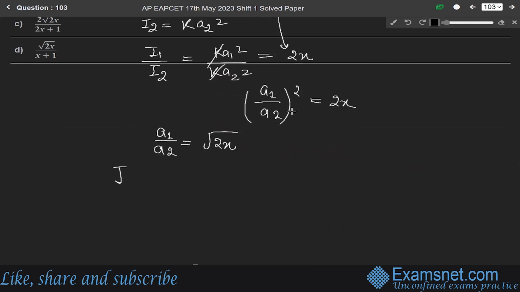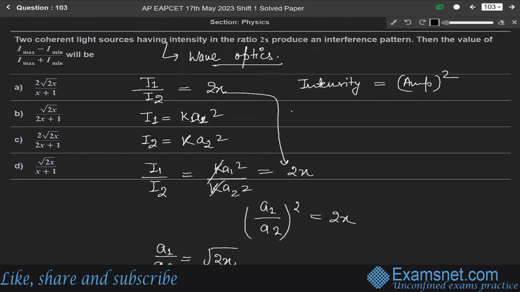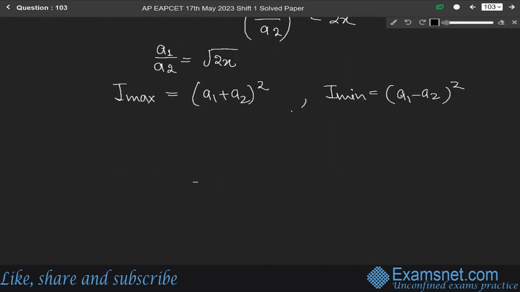So we get I maximum equal to A1 plus A2 whole square, as we know, and I minimum equal to A1 minus A2 whole square. Now, according to the question, we have to find I max minus I min over I max plus I min.